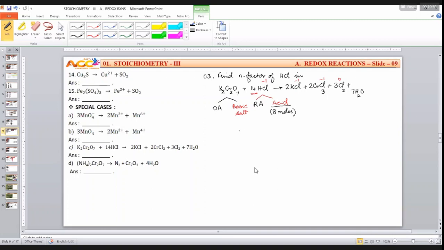Now, change in oxidation state. How much? -1 to 0. But how many are there? As in the previous case, we had Fe2, change in oxidation is 1 into 2. Copper, change in oxidation into 2 you have done. Similarly, here also we are having change in oxidation state of 1. There are 6 chlorine atoms, right? Out of 14, 8 moles have gone. It is not counting for that one, 6.